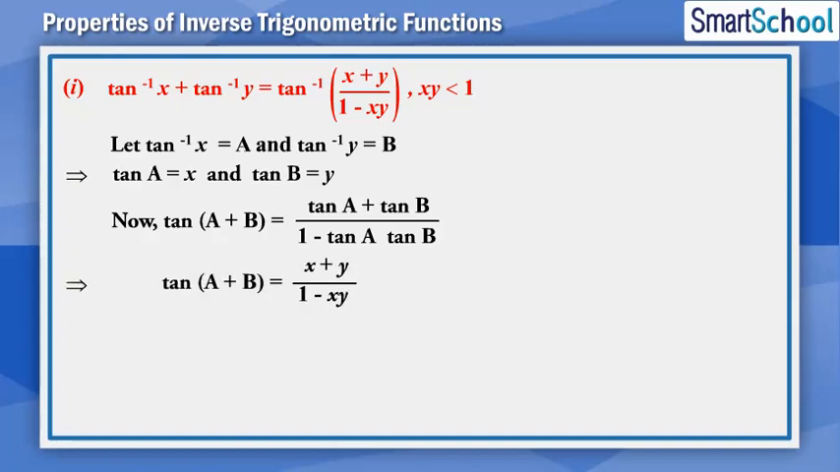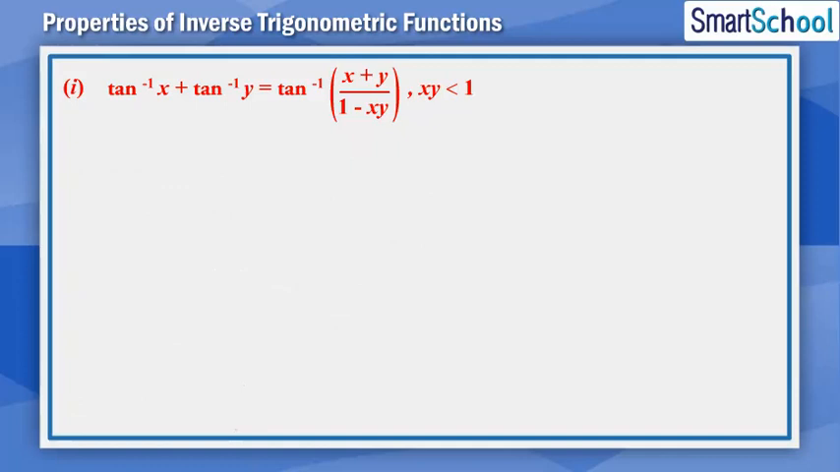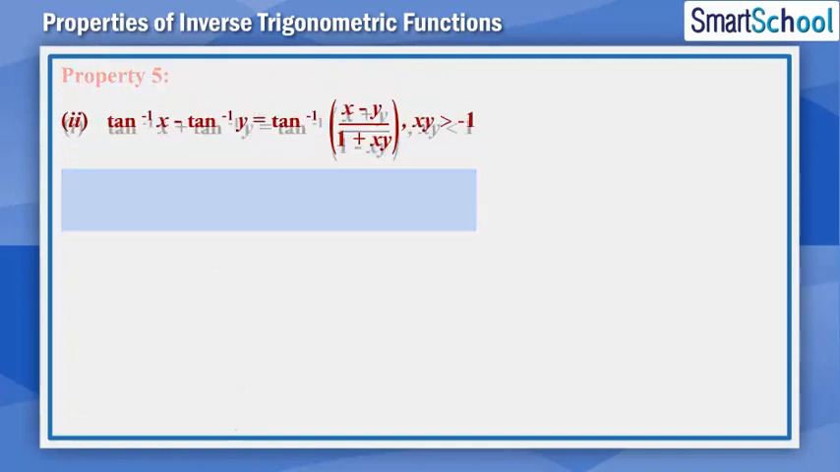This implies tan inverse of (x plus y) upon (1 minus xy) is equal to a plus b. Substituting the values of a and b, we get tan inverse of (x plus y) upon (1 minus xy) is equal to tan inverse x plus tan inverse y. The other property can be proved by following the same method.